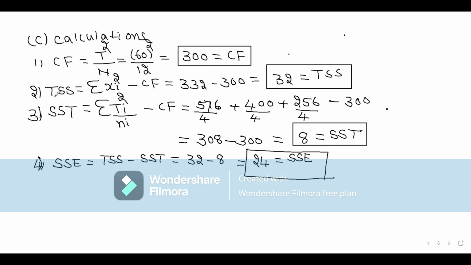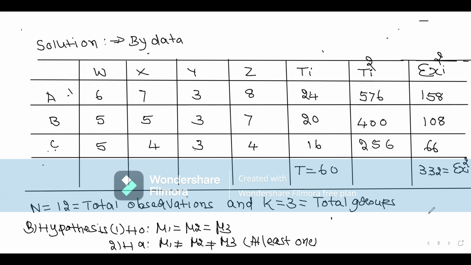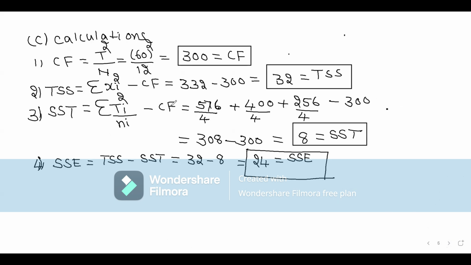Then next calculation, TSS, summation of xi square minus CF. Summation of xi square from the table is 332. 332 minus CF, CF we have just calculated as 300. It is 32. Means TSS, box set. It is an important result. Next.